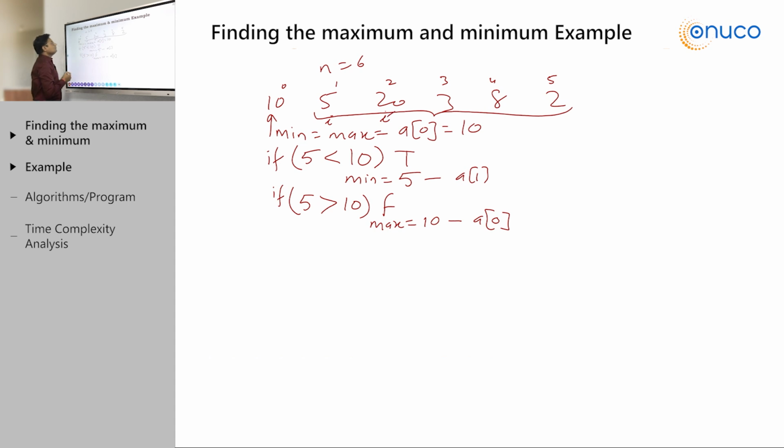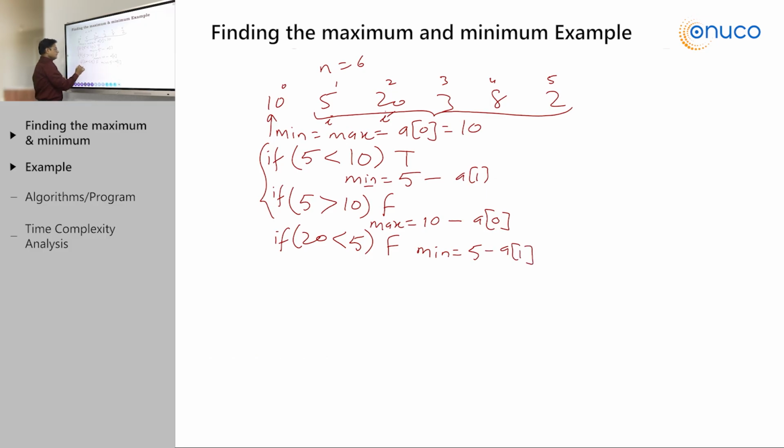I was here, now I came to this location. Okay, now we can check that. Again we are going to complete this set. So first, what is the new A of I? A of I is 20. Is 20 lesser than the min element? Min was 5. Is 20 lesser than 5? No, false. So in this case, min remains 5 only, and that is A of 1 only, right?